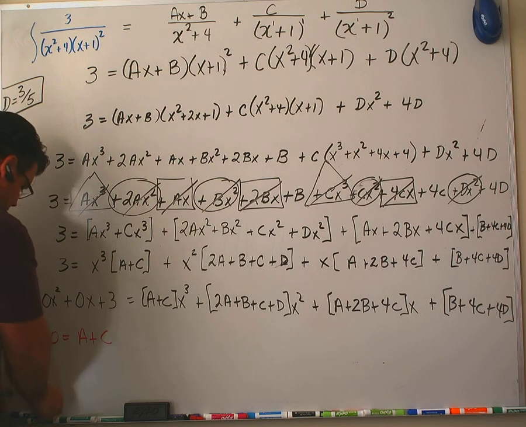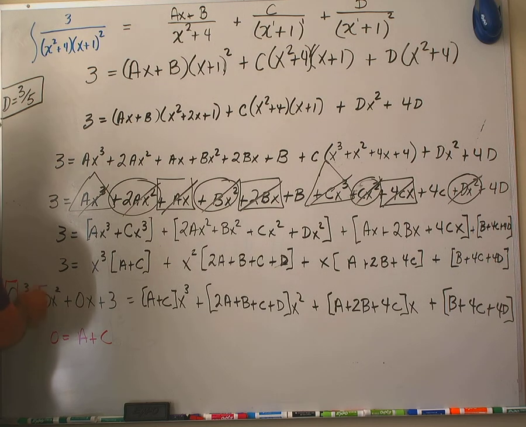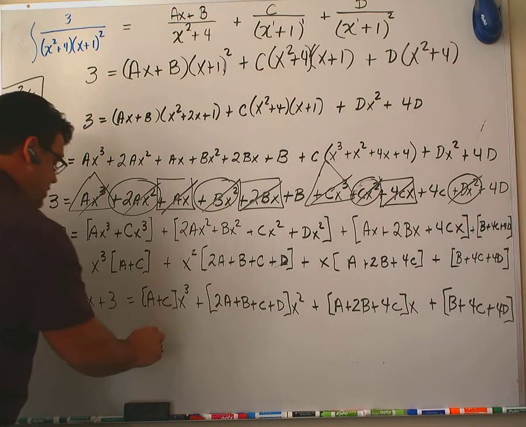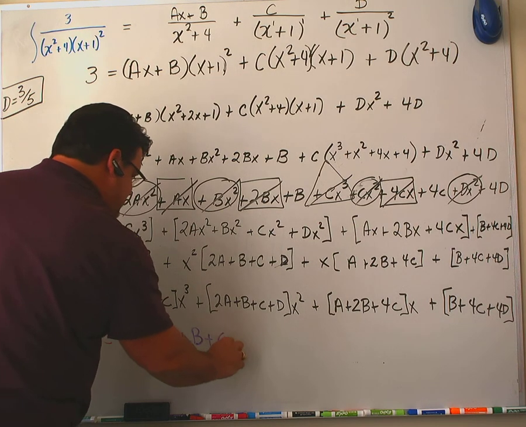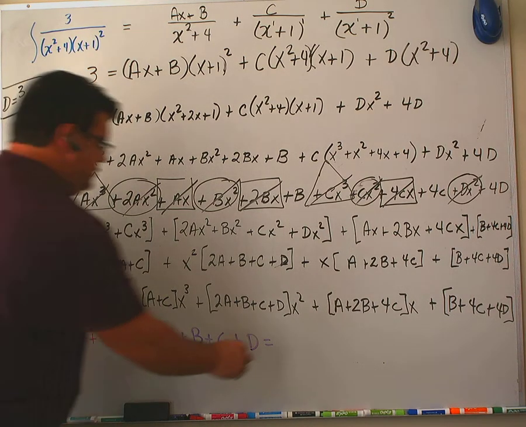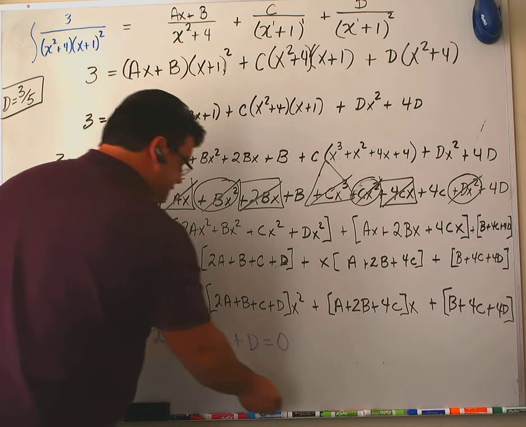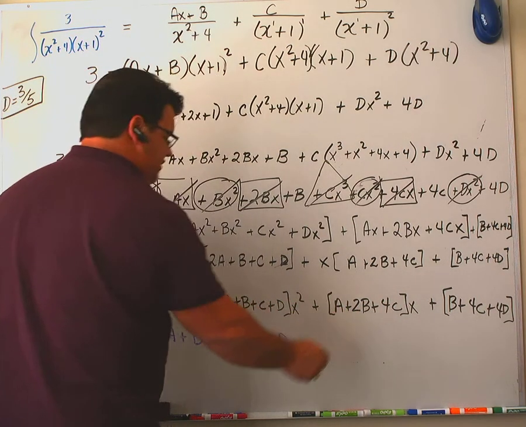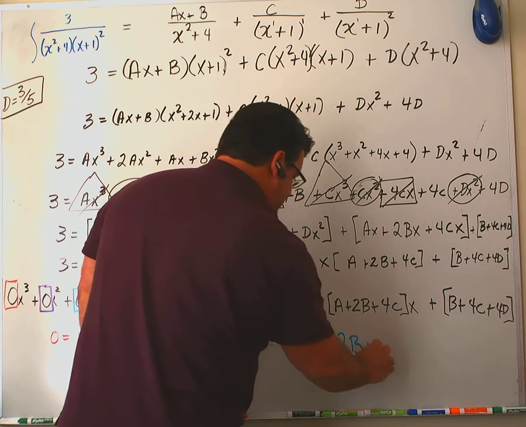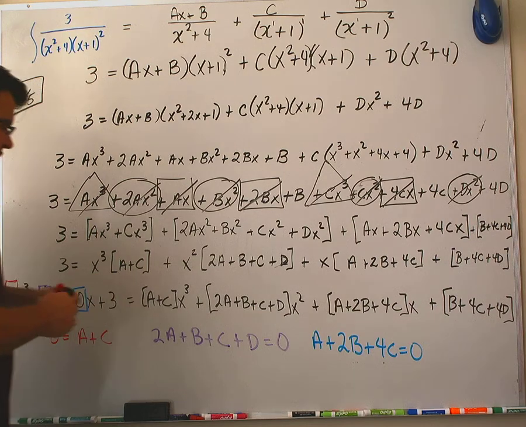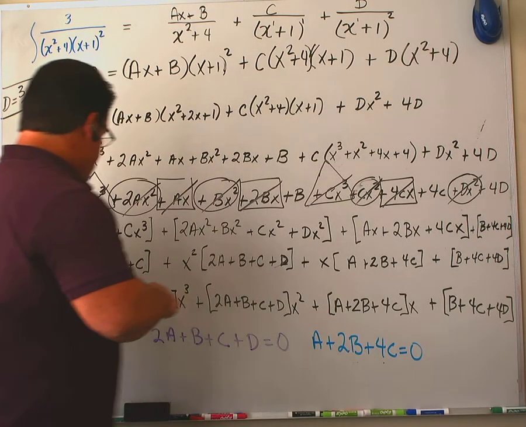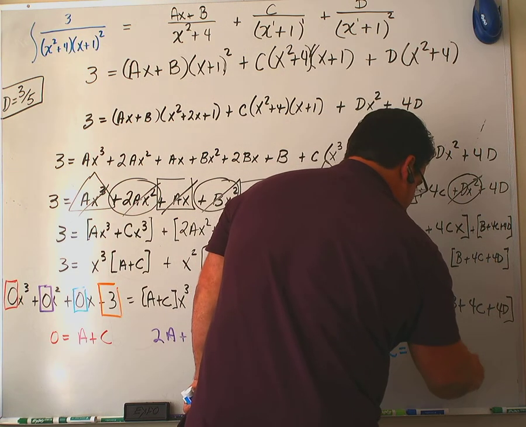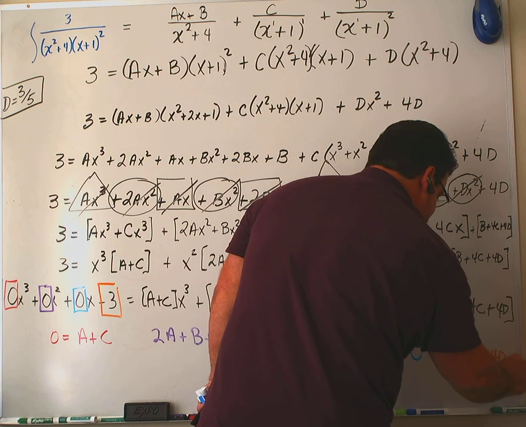I'm going to take another color, this purple color, and I'm going to put a rectangle around that 0, and that's the x squared. Here's our x squared right here. So 2a plus b plus c plus d is equal to 0. And I'm going to take another color, this blue. Here's a 0, and here's its equivalent. So a plus 2b plus 4c is equal to 0. And then the constant I'll do in orange. Here's our constant, positive 3, and that is equal to b plus 4c plus 4d, and that's equal to 3.